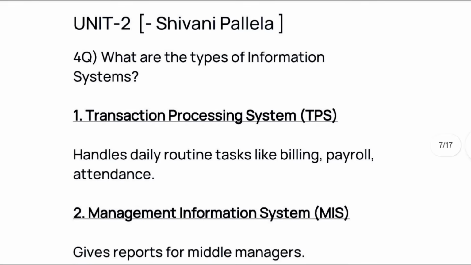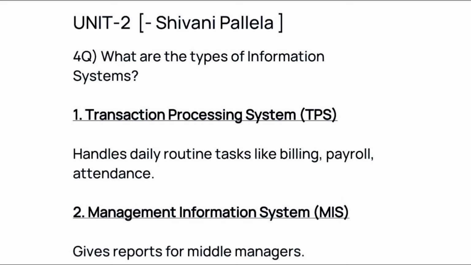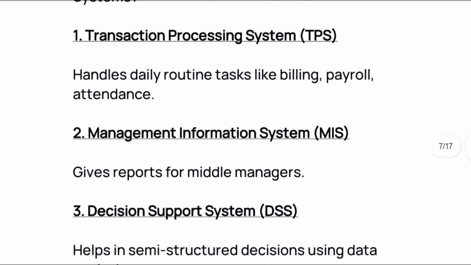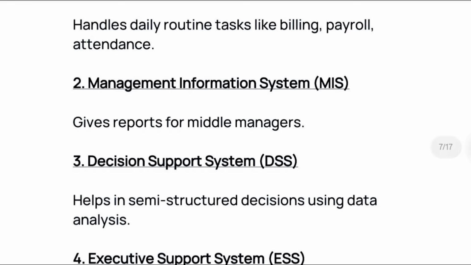And the last important question is types of information system. The first one is transaction processing system. Transaction processing system is useful for daily routine tasks, for employee payrolls, attendance, bills, that type of things. MIS is the management information system. Middle level managers will give the reports to their subordinates. Whatever the employee related data and customer related data, it will manage that information.